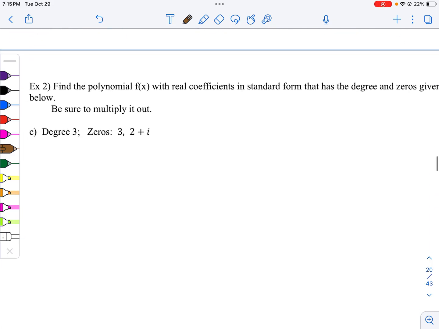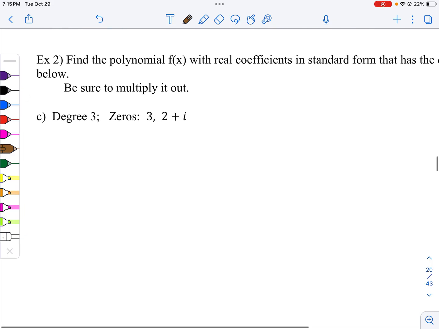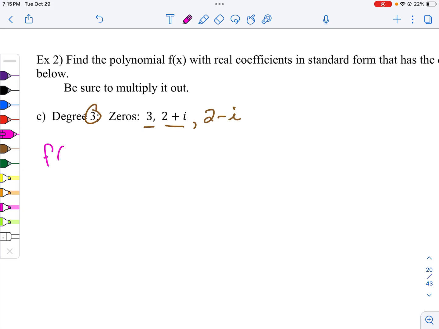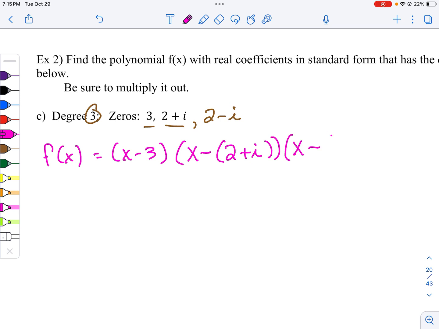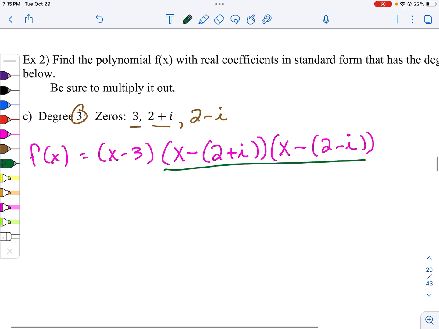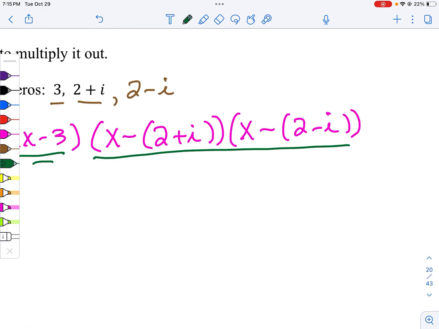All right, so it gets a little bit harder as your imaginaries get a little bit more confusing. So if you take a look at the next one, it says degree 3. So notice we only have 2 zeros, so that means we're missing a 2 minus i. So when I put the polynomial together, since we have 3, that means we've got an x minus 3. Since we've got 2 plus i, remember it's always x minus, and then in parentheses, 2 plus i. And then the last one is x minus, in parentheses, 2 minus i. All right, just like I mentioned before, we are going to want to multiply the i's together first and then come back to that x minus 3 in the beginning.